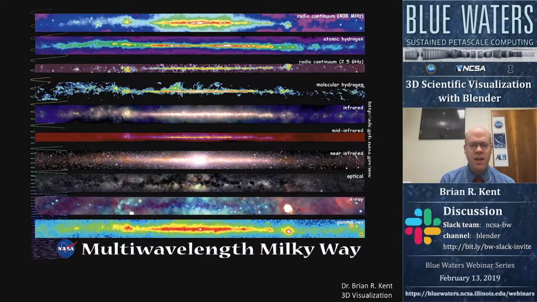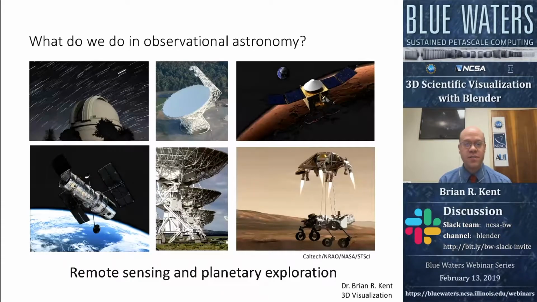Here's a view of the multi-wavelength Milky Way as produced by NASA, again showing what our own Milky Way galaxy looks like from the radio continuum at the low frequency of 408 megahertz. We'll come back to that near the end of the talk as well. Neutral hydrogen, molecular hydrogen, the infrared, the dust emission that we see with infrared telescopes, and then going all the way up to the high energy X-ray and gamma ray emission. So depending on what kind of wavelength and frequency you look at and what kind of telescope you're using, you're going to see a different view of phenomena in the universe.